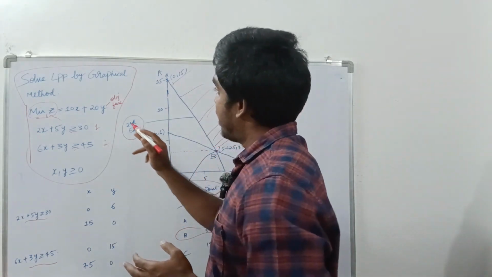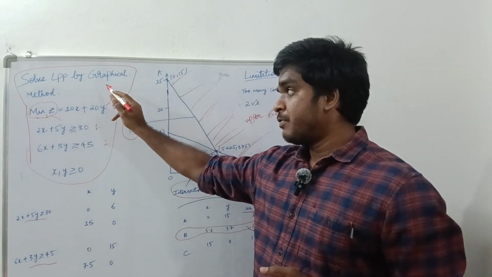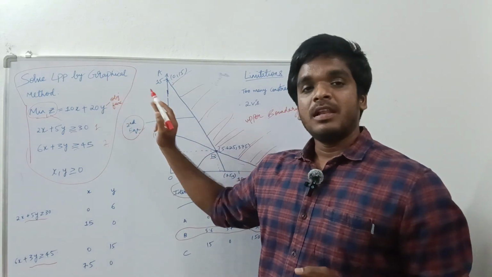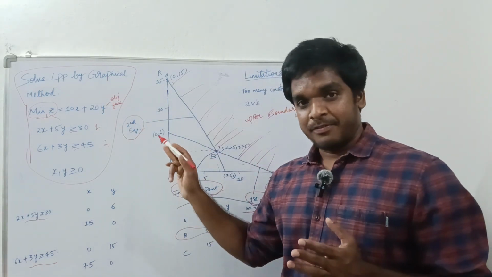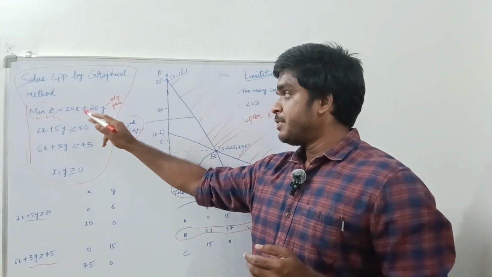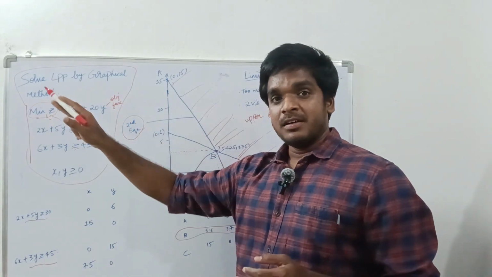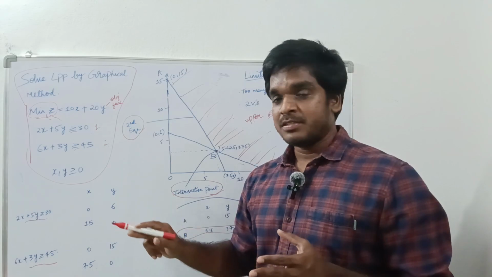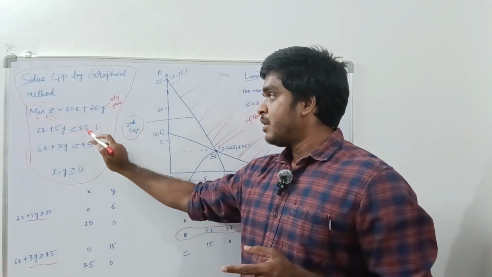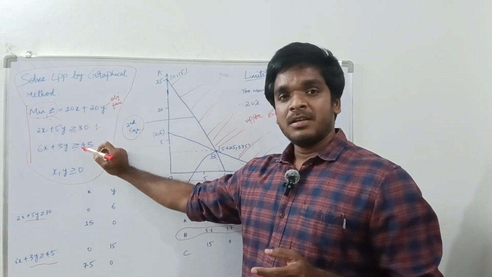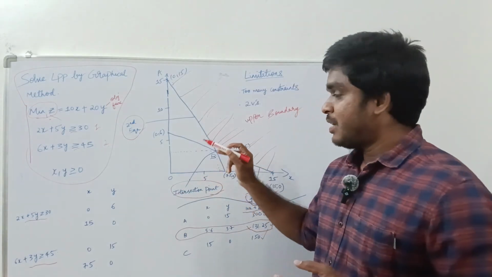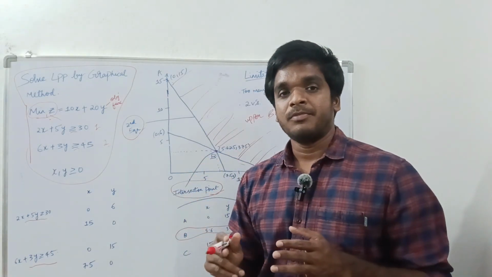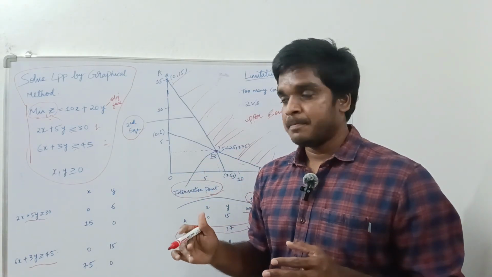Now, coming to the other part of the question, solve linear programming problem by graphical method. This problem is of minimization type. Earlier, the previous problem is of maximization type. The difference is in minimization problem, you have greater than or equal to symbol, and also there are other differences which you will notice while solving the problem.